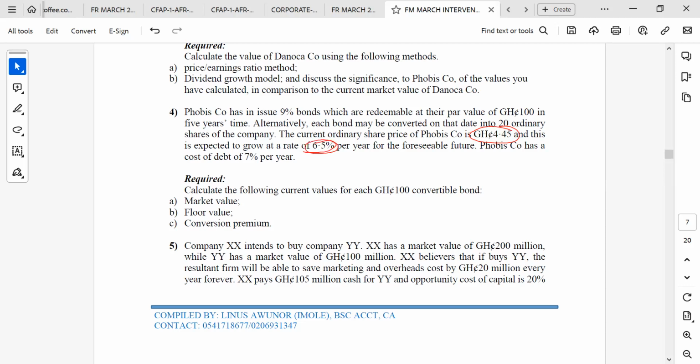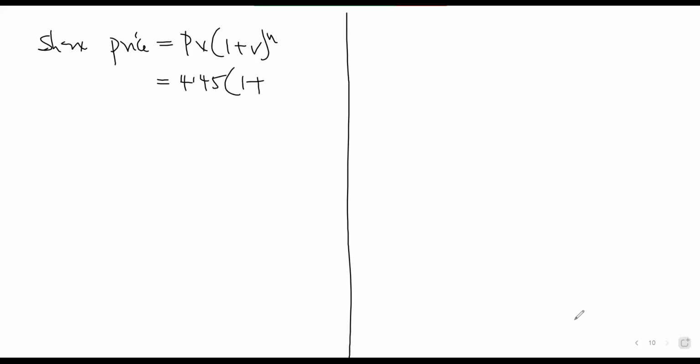So we have to estimate the share price in the 5 years' time. So what will be the share price? You use the principle of what? Compounding. Okay, so it will still be the present value into bracket 1 plus r exponent n, because this is compound. It will be increasing every year by 6.5%. So at the end of the 5 years, we have the 4.45 into bracket 1 plus the growing rate, which is 0.065, exponent 5. This will be done in 5 years' time.